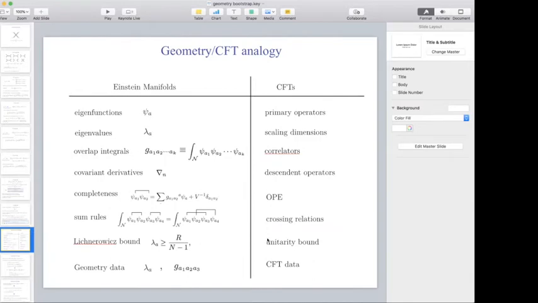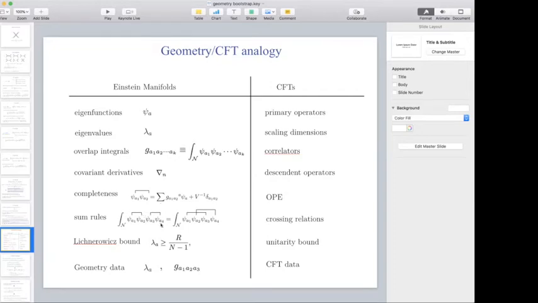Okay, so there's a kind of analogy between all this and what CFT people do. If we think of CFTs, we like to have primary operators, and you can think of those as analogous to these eigenfunctions on Einstein manifolds. You can think of eigenvalues as like the scaling dimensions of these operators. We have these multiple overlap integrals, which are the objects of interest that enter into all our amplitudes and physical quantities. That's analogous to correlators in a CFT. We have derivatives that we can insert into these overlap integrals, analogous to having descendant operators in CFT. We have this completeness relation among the eigenfunctions, which you can think of as analogous to the operator product expansion in a conformal field theory.